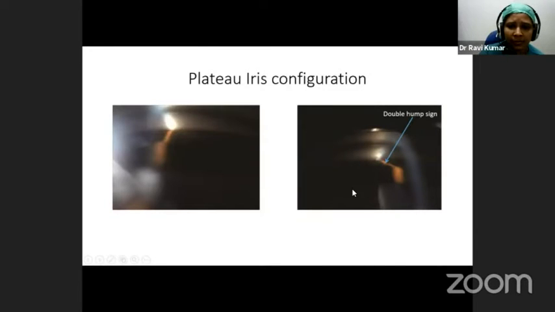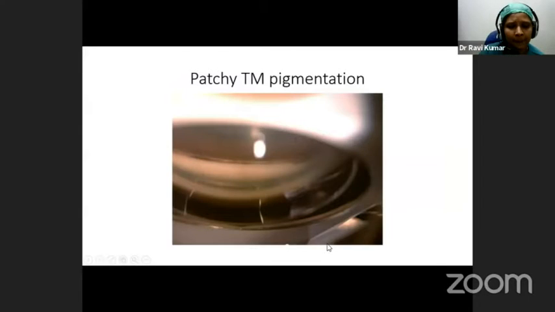Indentation gonioscopy will also give us an idea if this patient has plateau iris. We'll see a double hump sign. The posterior-most hump will be because of the anteriorly rotated ciliary body, and the second hump will be because of the lens edge. So again, we can diagnose plateau iris configuration with indentation gonioscopy.